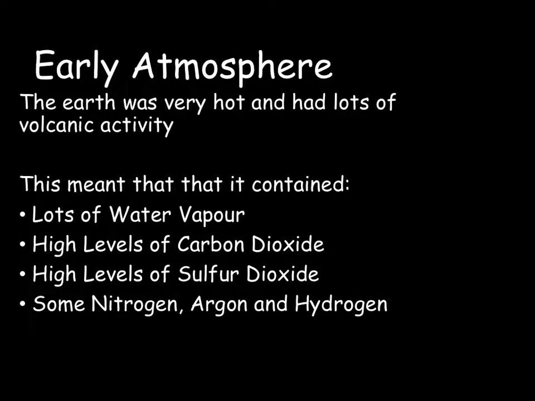Volcanoes would have also released some nitrogen, so there would have been some nitrogen, argon and hydrogen present. There would have also been small amounts of both methane and ammonia. So how did our atmosphere change over time to the atmosphere that we have today?